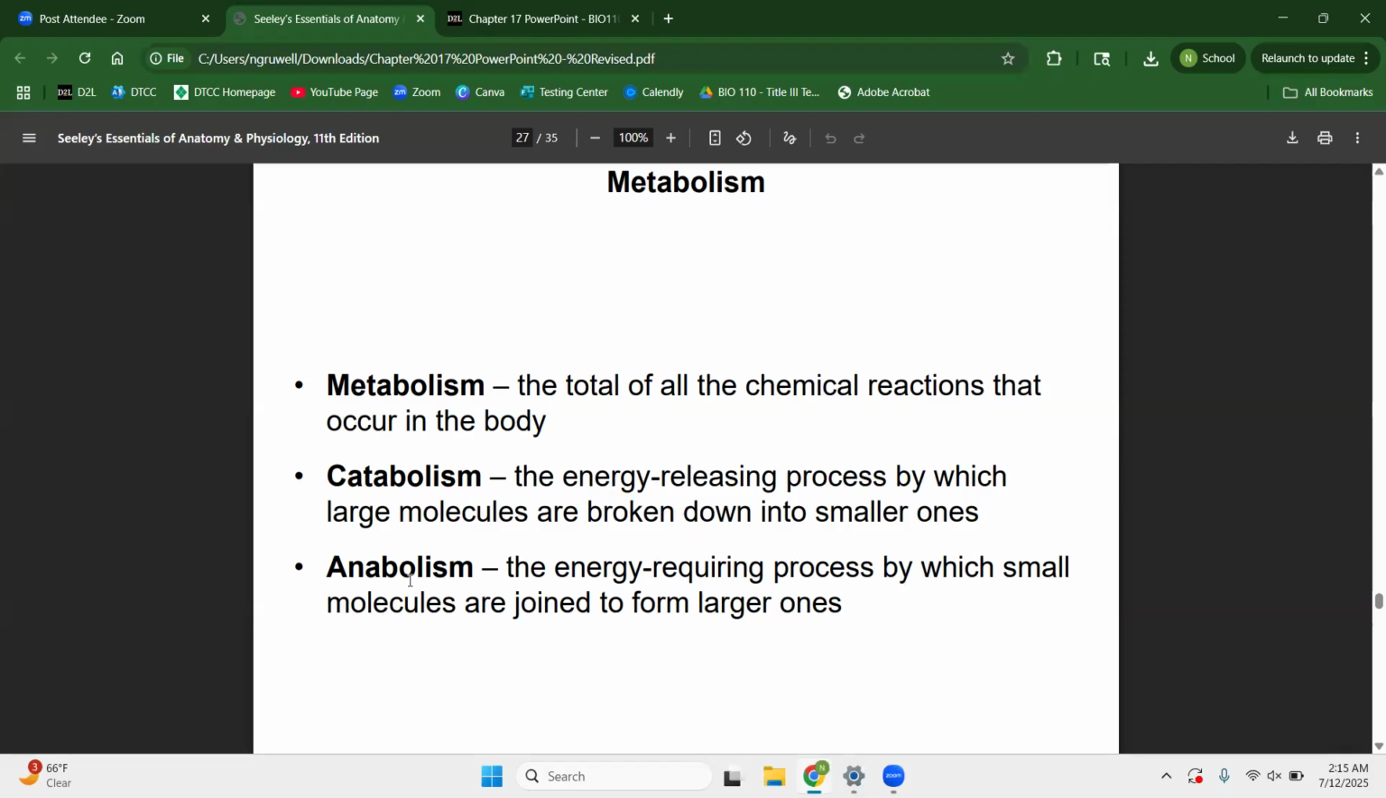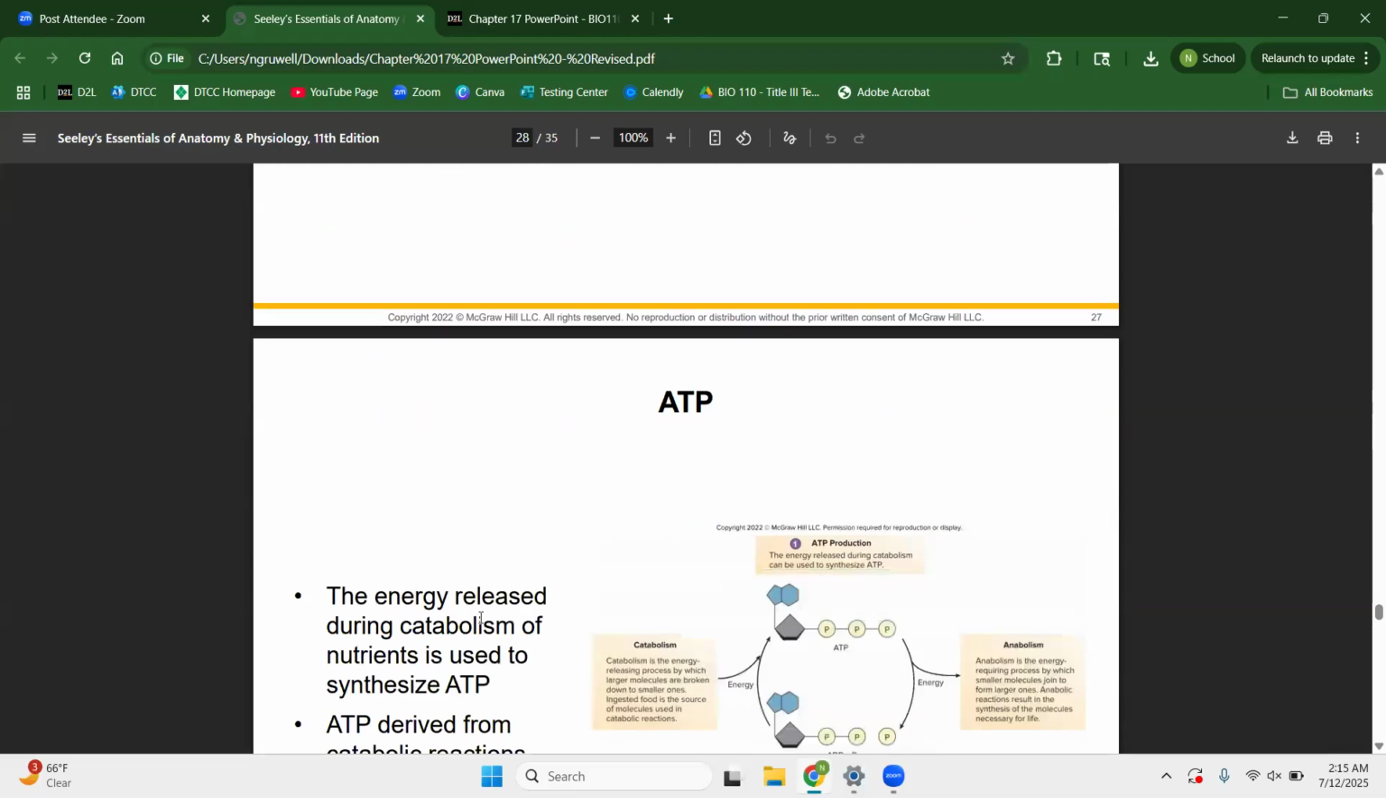Anabolism is what is going to actually build molecules up. This is when we're taking our building blocks and building a more complex structure. To make bonds, to build something, we're going to require energy. So if we have more catabolic reactions than anabolic reactions, that means more energy is going to be released. If we have more anabolic reactions than catabolic reactions, that means we're going to need more energy to be able to do that.